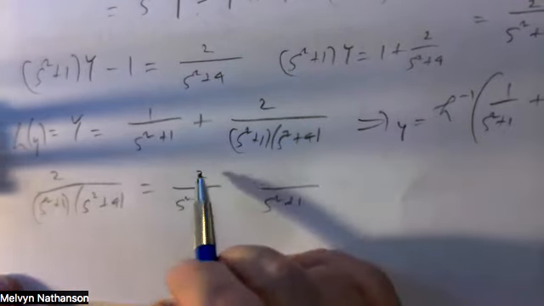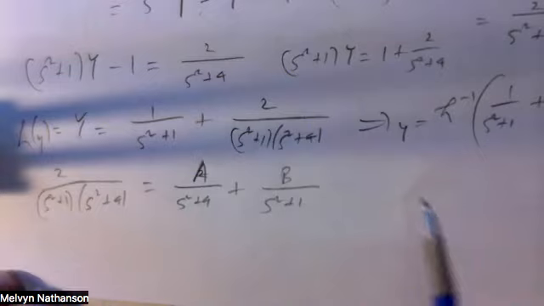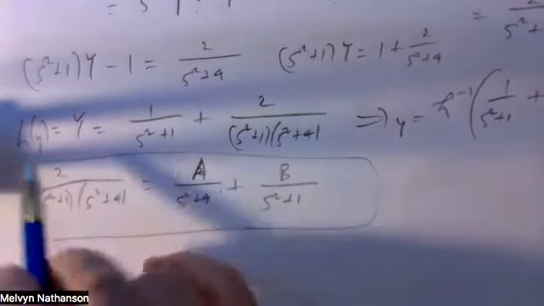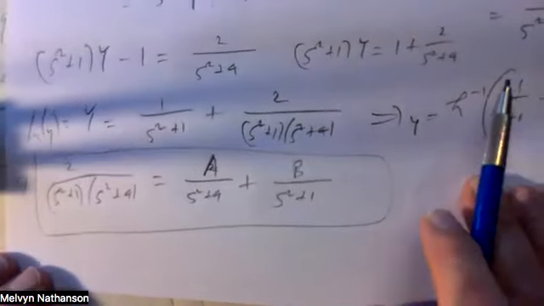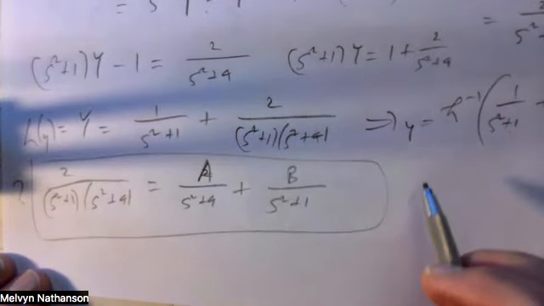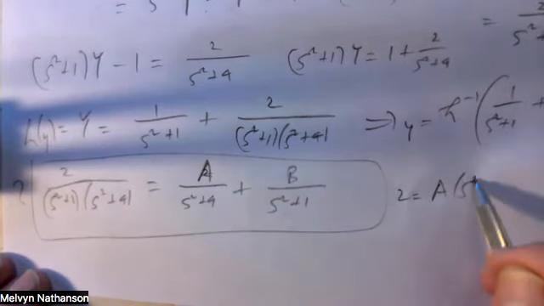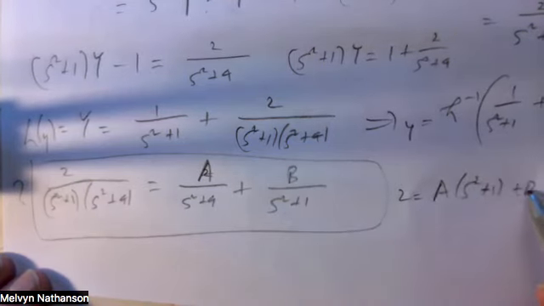Let's see. If I'm lucky, this will be a over s squared plus 4 plus b over s squared plus 2. So I'll put a question mark next to that. If that's the case, then if I cross multiply, 2 is equal to a times s squared plus 1 plus b times s squared plus 4.